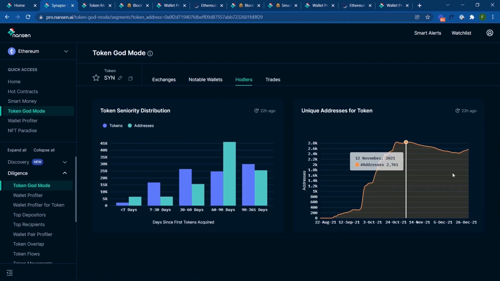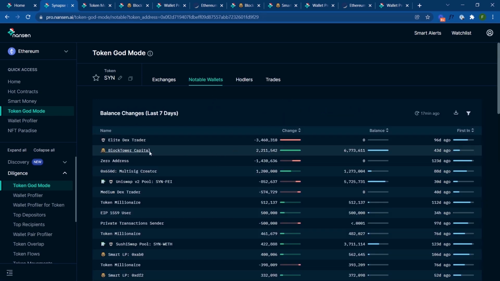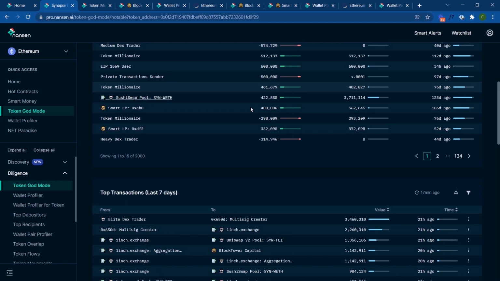Going back to Token God Mode, let's move to the Hodlers tab. Here we see that the number of addresses holding the token has picked up again recently. On the left widget, we can see that most of the current hodlers have had the token for 2 to 3 months. Notable wallets is the final tab we can explore in Token God Mode, specifically its top balances widget.